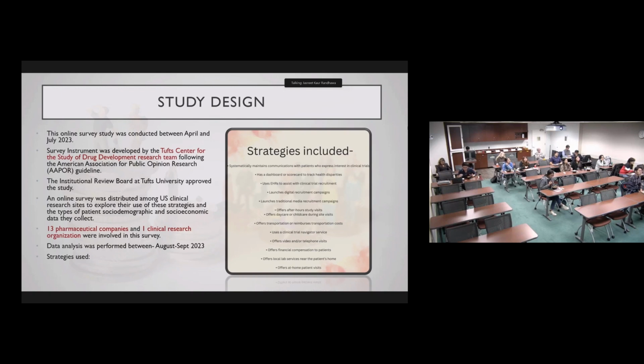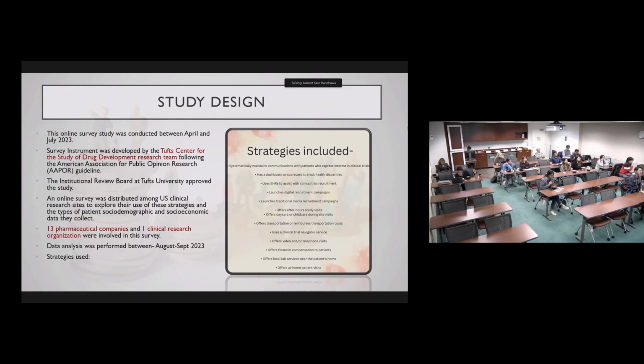Basically, first the researchers reviewed the literature and found data from 2004 to, I guess, 2023, and then they shortlisted those 14 strategies. They sent those strategies to different pharmaceutical companies for validation, and once they were approved, the whole study was then approved by the IRB. There were 13 pharmaceutical companies and one clinical research organization involved in this survey. And the data analysis was performed between August and September 2023.